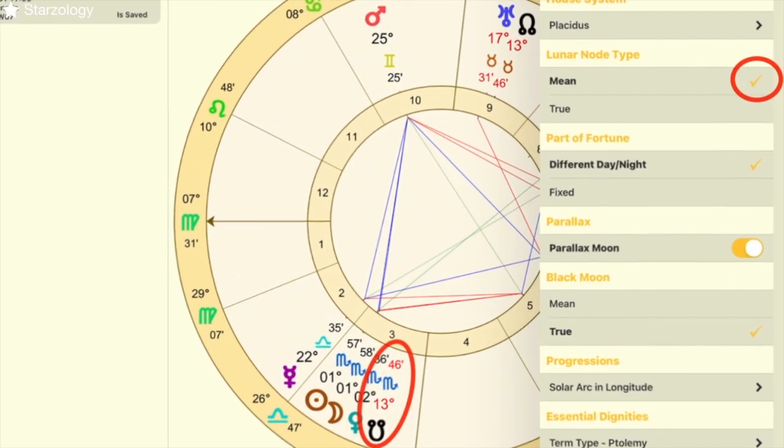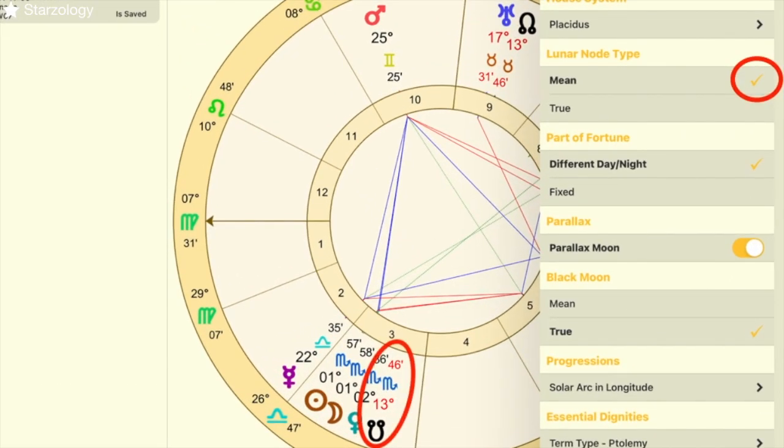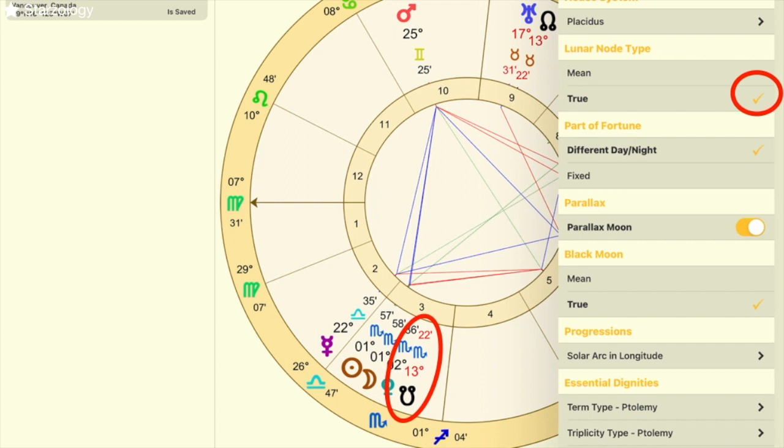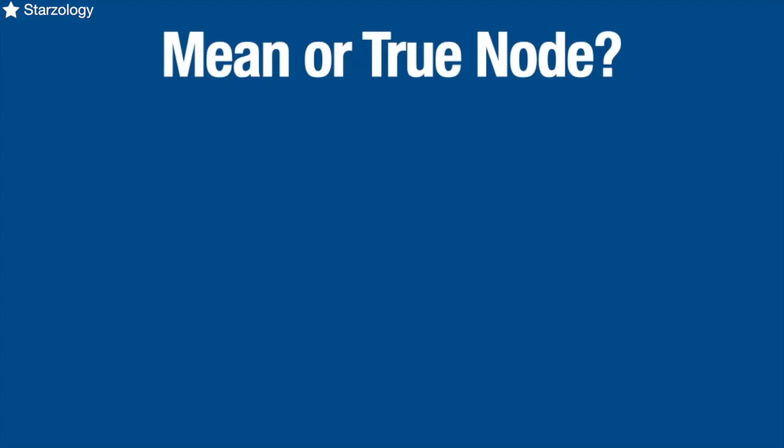We have the mean node and the true node. In this particular chart, I have the mean node checked, which you can see by the little tick mark there, and the node is at 13 degrees Scorpio 46. And then in the exact same chart, if we look at the true node, we will see that the node is at 13 degrees 22. So there is a difference between the mean node and the true node, and it does depend what you're doing. The question will come up often with astrologers, should I use the mean node or the true node? And really, it's up to you, but this is how I do it.